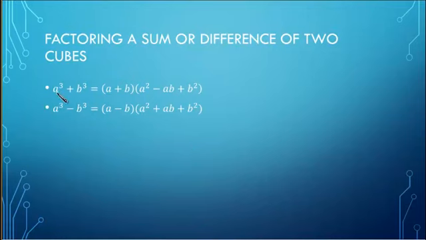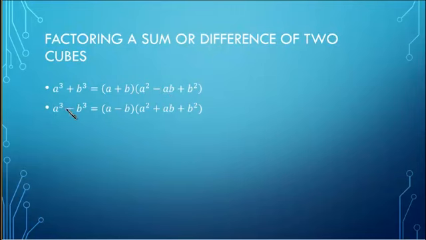Here we have a sum of two cubes, a cubed plus b cubed. Again, remember, a can represent more complex expressions. Anyway, a cubed plus b cubed can be factorized as a product of a plus b and this trinomial, which is a squared minus ab. So notice, if this is plus, this is minus. A squared minus ab plus b squared.